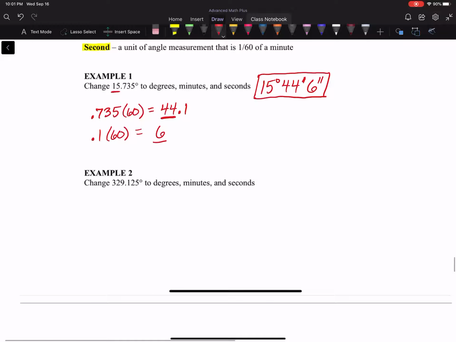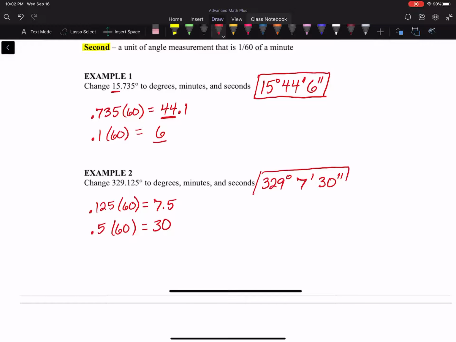Example 2, we're doing the same thing. So again, we're going to have 329 whole degrees. Take our decimal, 0.125, multiply that by 60. If you put that in your calculator, you will get 7.5. So that's 7 full minutes. Take the decimal, 0.5 times 60. You get 30. So there are 30 seconds.